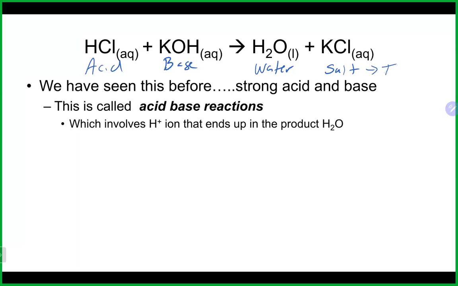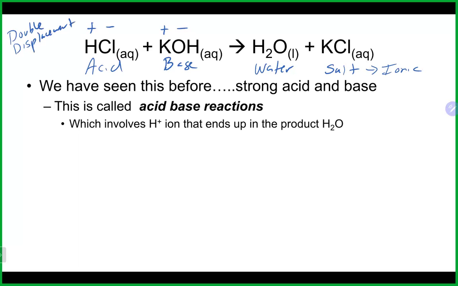I don't know how fancy it is for an ionic compound, basically. And that's what we have here. This is still a double displacement reaction. That's a positive, negative, positive, negative. So this also is classified under the big umbrella of double displacement.